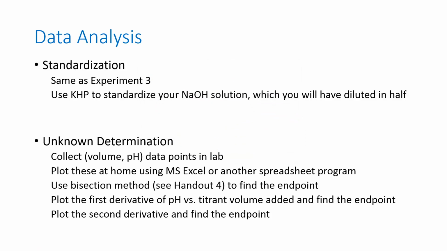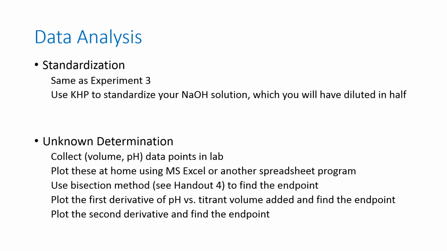For your data analysis, the standardization is very straightforward. It's just the same thing you did in experiment 3. For your unknown determination, since you now have a titration curve instead of just a volume corresponding to an endpoint, you're going to need to do a little bit of graphing with Microsoft Excel. The data you collect in the lab is going to be in sets of volume and pH data points. These are just XY data points, and you're going to plot these at home using Microsoft Excel or something else. In your lab manual online on Blackboard, there is handout 4.